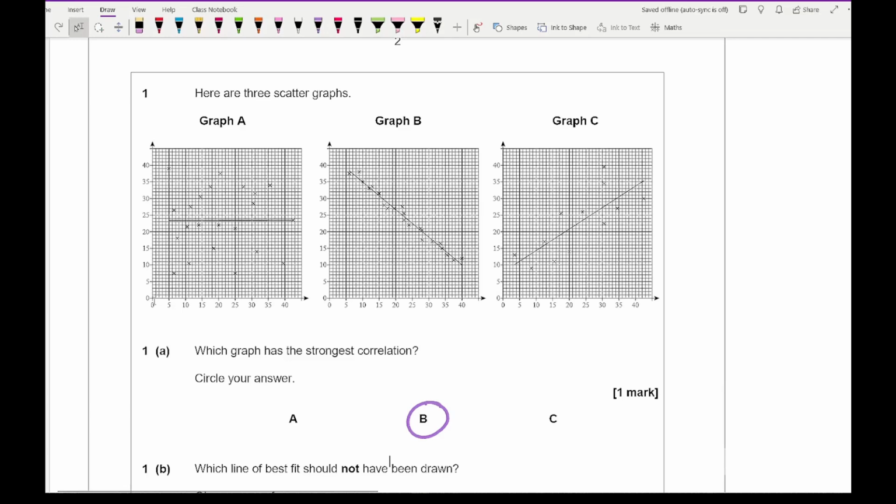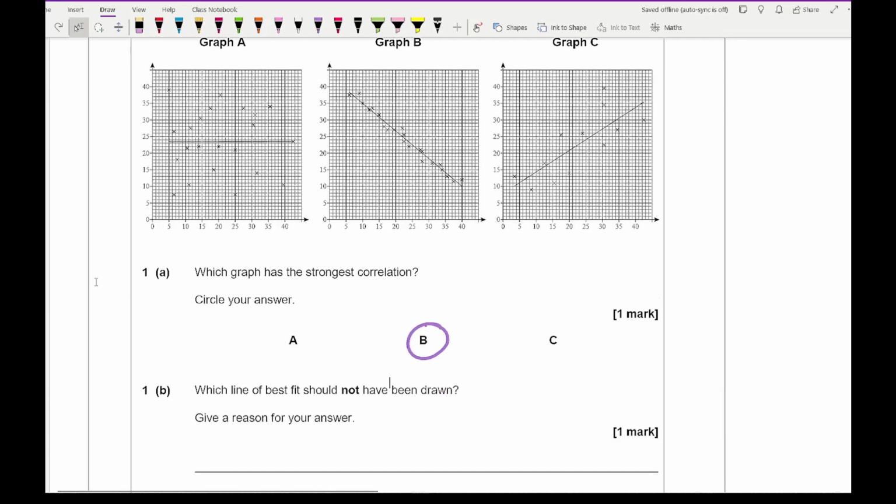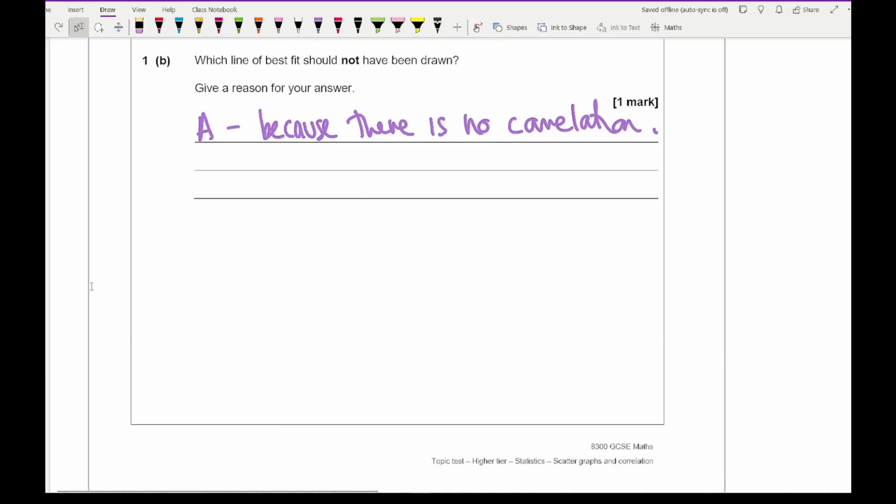It then says for 1b, which line of best fit should not have been drawn, and give a reason for your answer. Well, that's going to be A, because there is no correlation. If there is no correlation, then you should not be drawing a line of best fit. And there we go. You won't just get the answer for stating A, you'd have to give your reason to get that 1 mark.